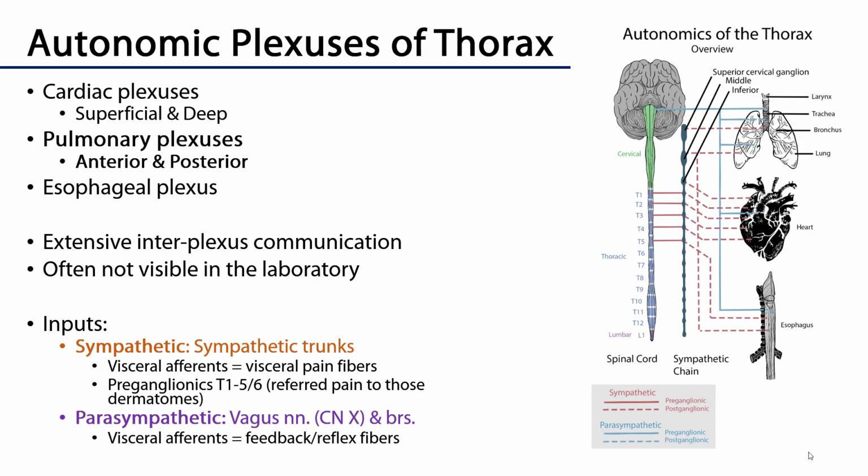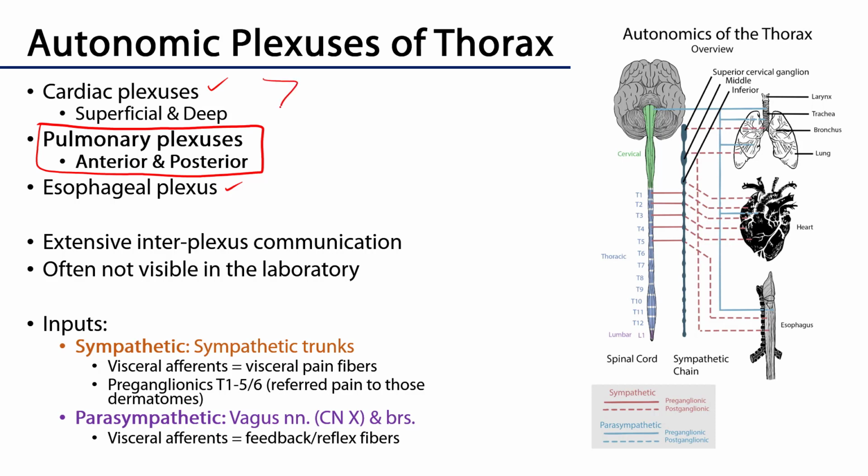within the thorax. There are the cardiac plexuses that are going to serve the heart and coronary vasculature. There are the pulmonary plexuses, which are going to serve the bronchial trees as well as the pulmonary vasculature, which will be the focus of this video. And then there's also the esophageal plexus, which we'll discuss with the posterior mediastinum.